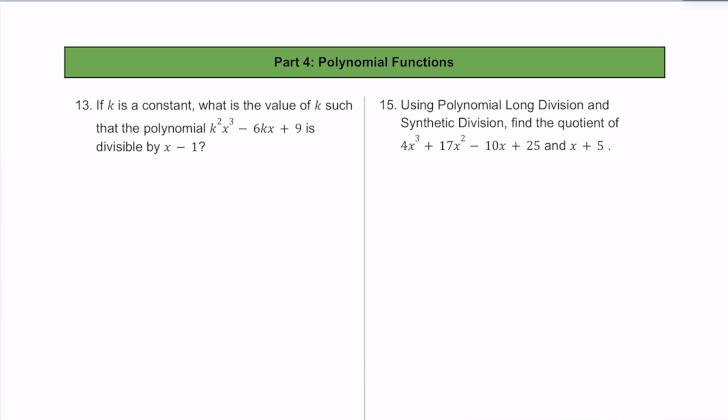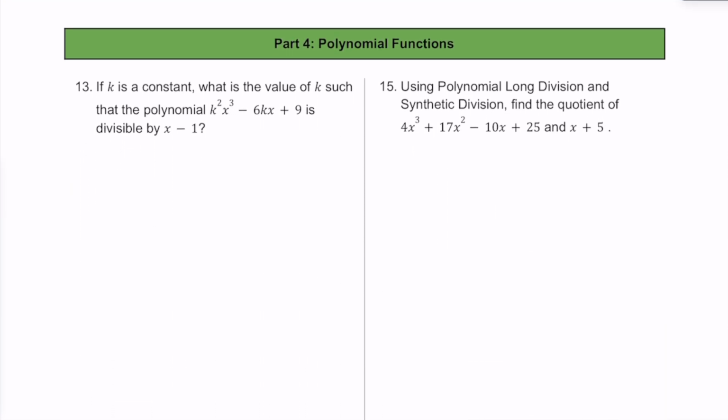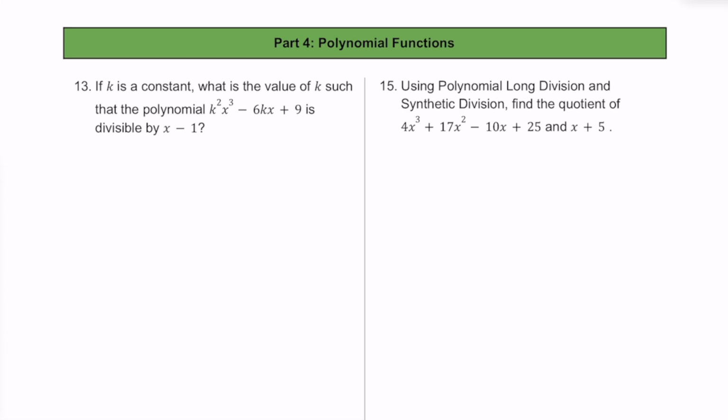All right, let's see what else we got here. Let's take a look at part 4, where we're going to take a look at some polynomial functions together. In number 13, if k is a constant, what is the value of k such that the polynomial k squared times x cubed minus 6kx plus 9 is divisible by x minus 1? Keep in mind that when they say it's divisible, that means that when you divide the two polynomials, you would get a remainder of 0.